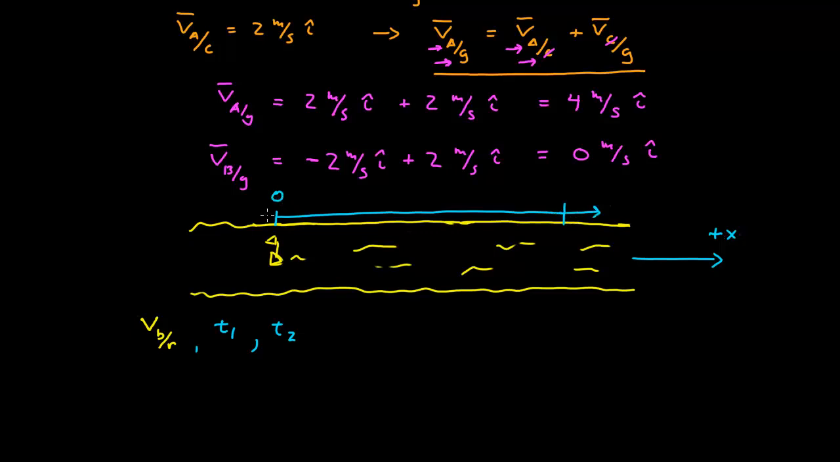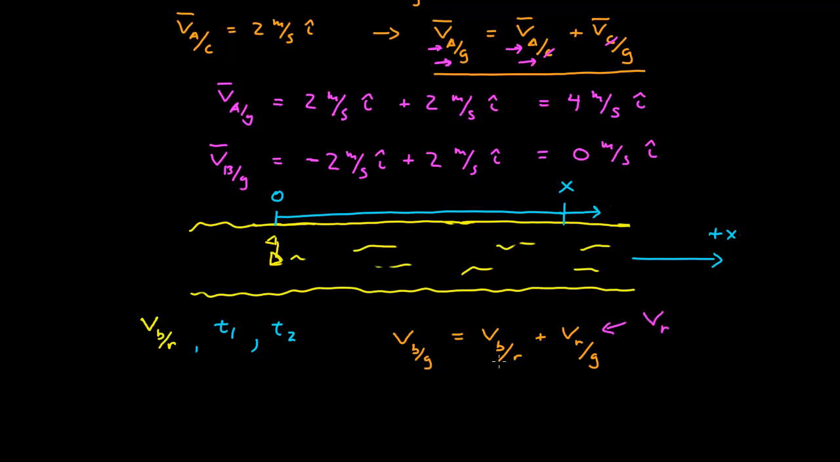Let's give this as 0, and then the turning point is some value of x. Okay, and so we have our relative velocity. We want to know then the flow of the river. So we know that the velocity of the boat relative to the ground is equal to the velocity of the boat relative to the river plus the velocity of the river relative to the ground. And this is what we want.